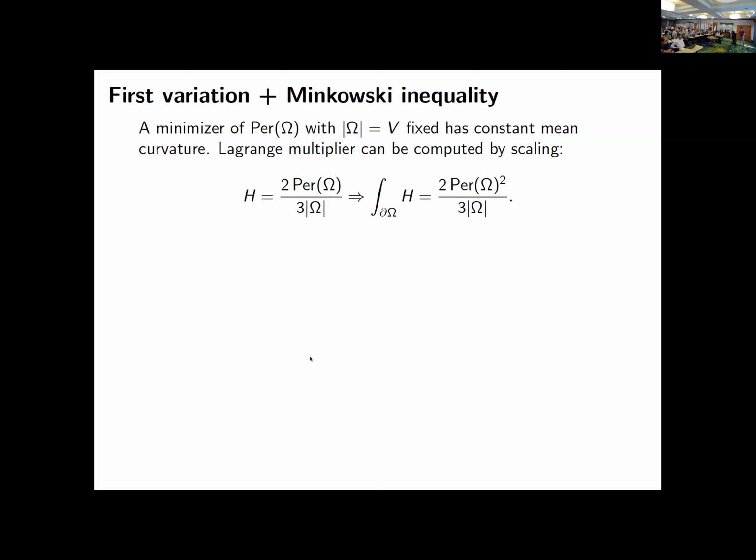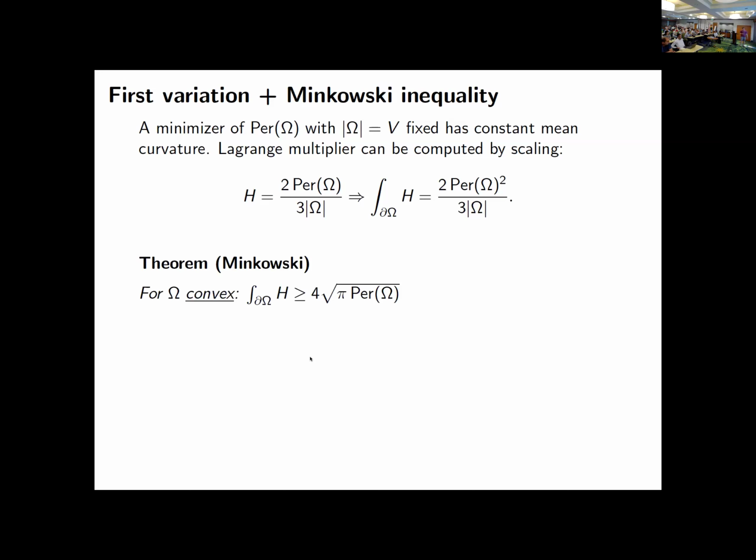So now, if I integrate this, I get that the integral of the mean curvature on the boundary is twice perimeter squared over 3 times volume. Okay, it's very nice. But then what I need to do is bound this term, the integral of H. Okay?